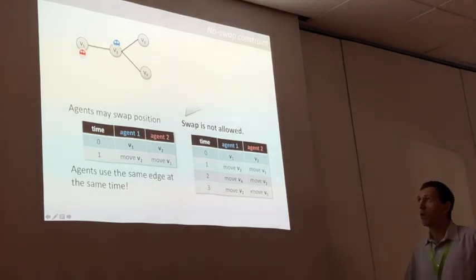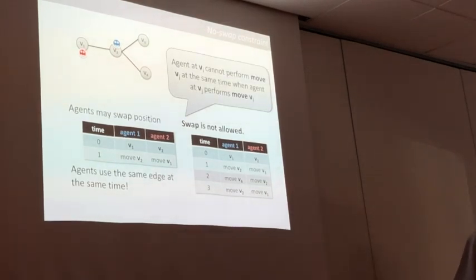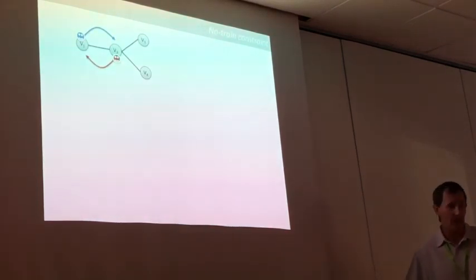Okay? So the no swap condition basically says that if an agent at some node I wants to move to node J, it's not possible at the same time that the agent at node J moves to node I. And this is somehow a hidden assumption that almost every algorithm assumes as a requirement. But let's now look at this problem from a slightly different perspective.